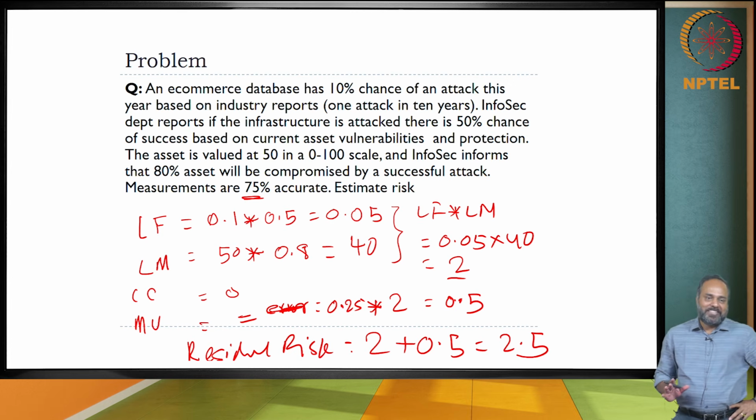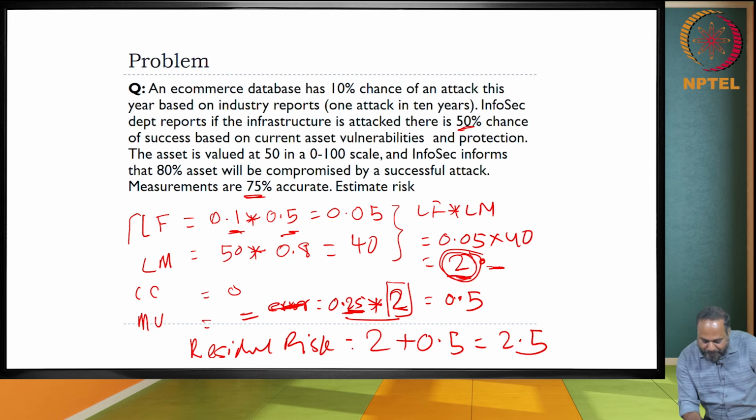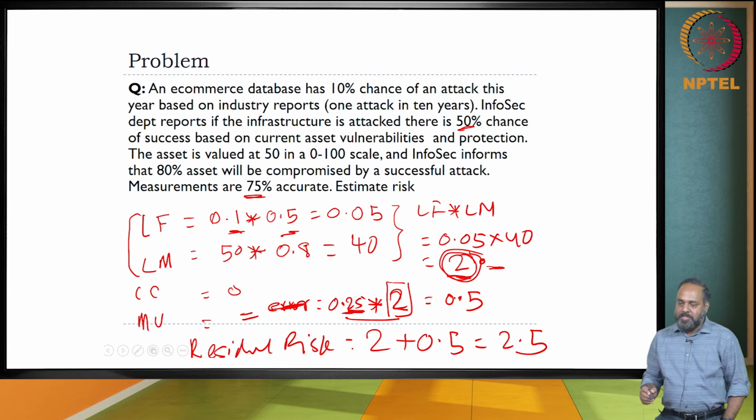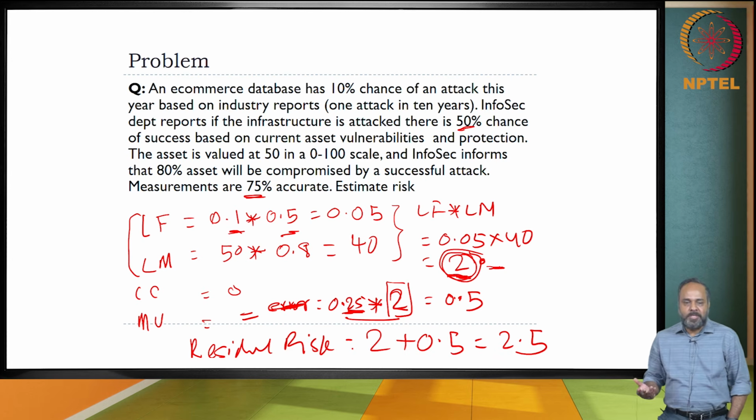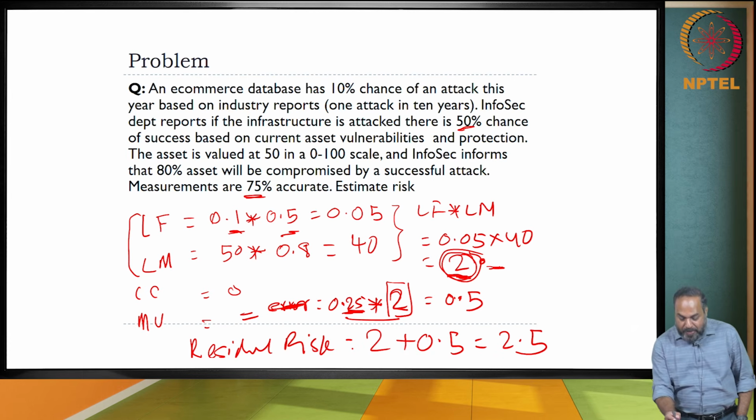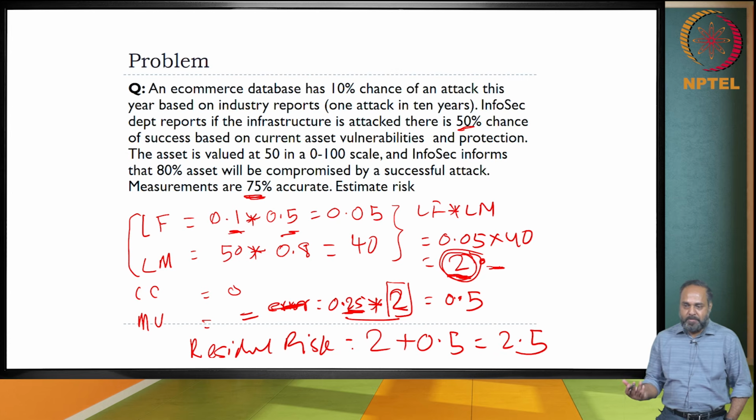Okay. This LF into LM is 2. Loss magnitude into loss frequency is one aspect of risk. That is what you estimate based on asset value, threat estimate, etc. Each of these are prone to error. These estimates are prone to error. So, when I calculated this value 2, it is an approximation, it is an estimate, and that has some error. This is the textbook problem. Okay. So, they have some assessment of it.